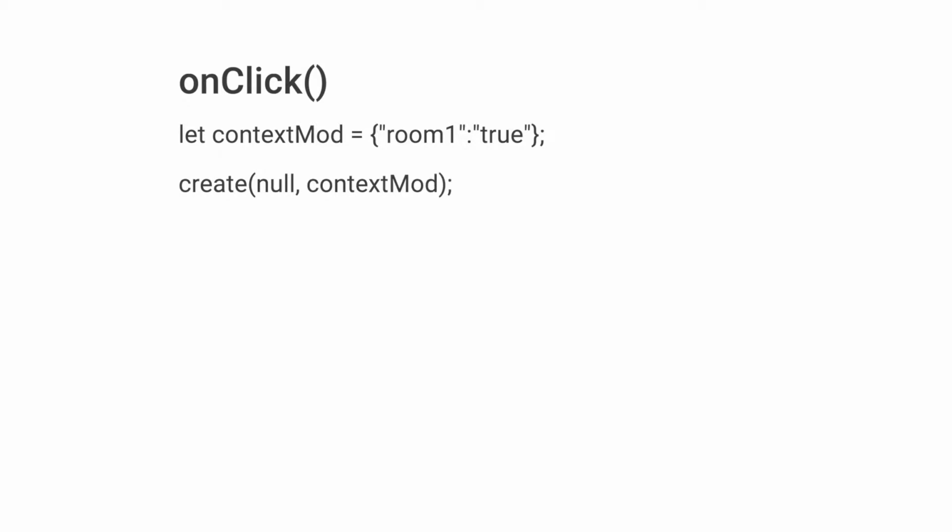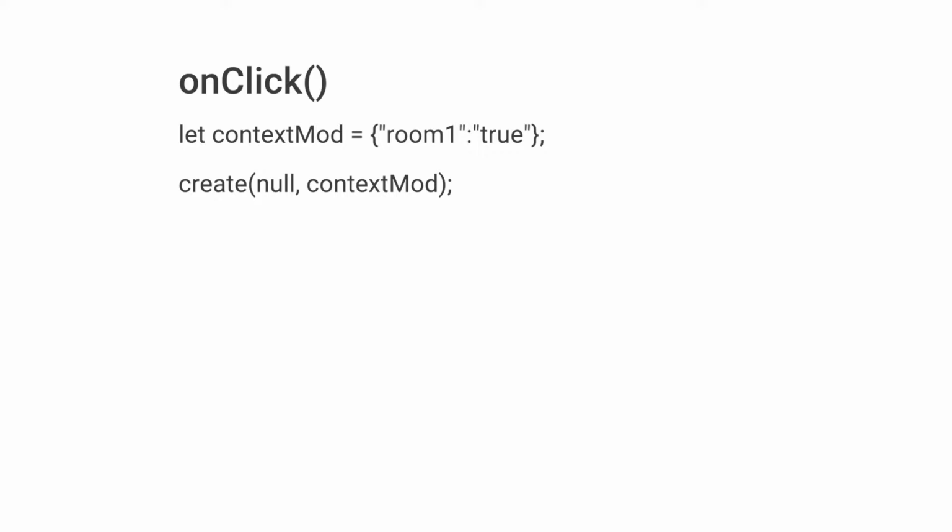And we want this bot to appear in our context, so let's create a variable and call it contextMod. So let contextMod, and then we want to set room 1 to true when this bot is created. Now we have this variable and we need to call that variable in the create event, so let's add this down here.